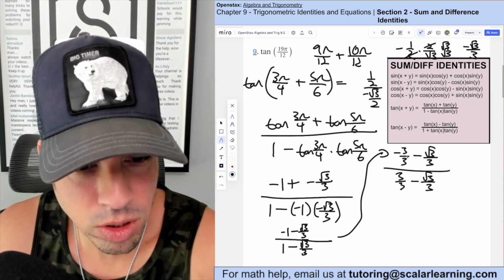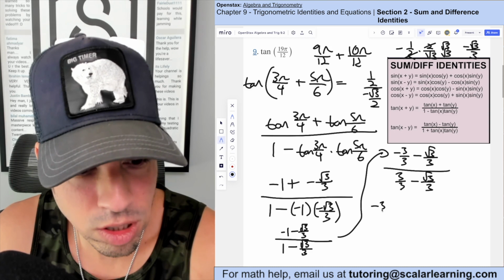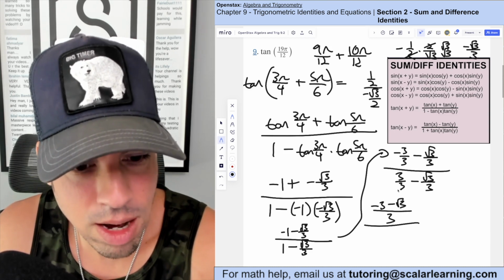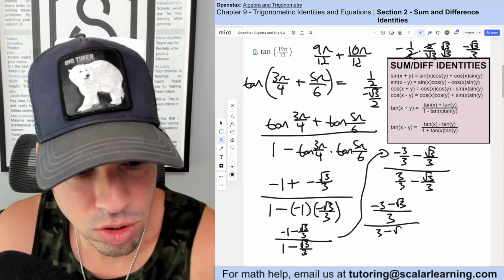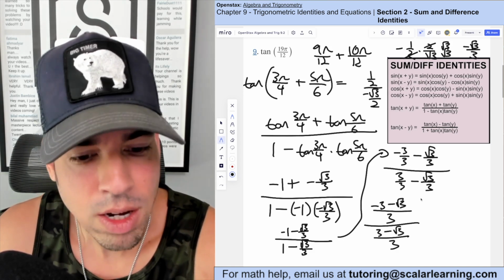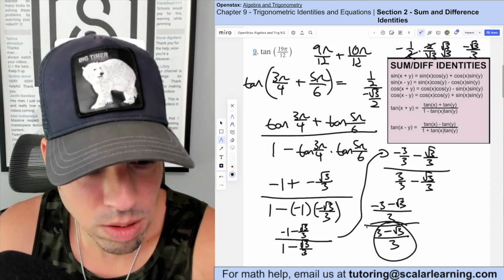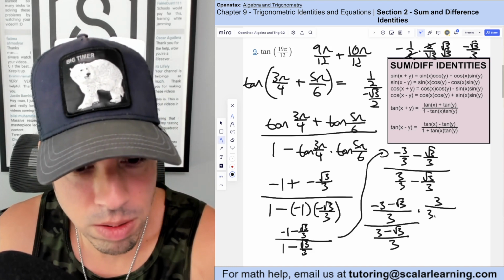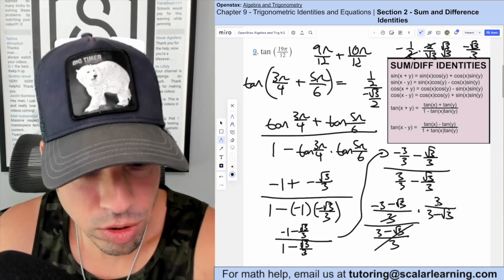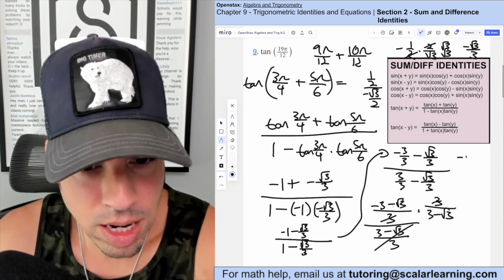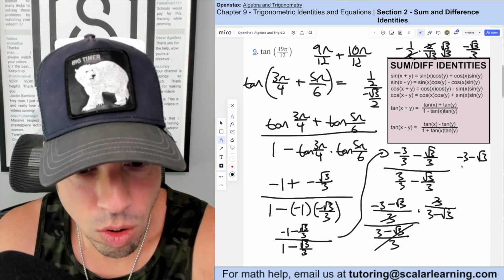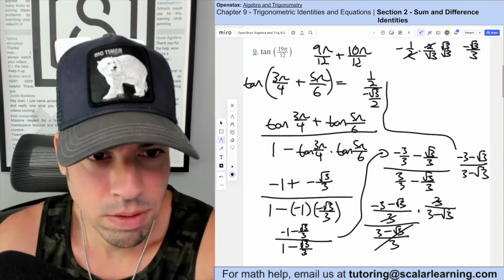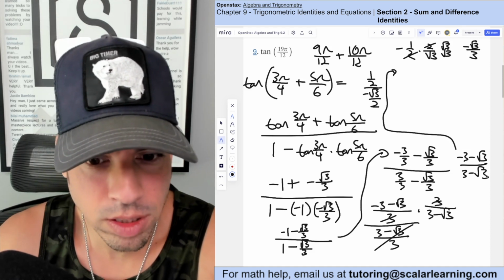Okay, now I can further consolidate. I can say the numerator is going to be negative 3 minus rad 3 over 3, and the denominator is going to be 3 minus rad 3 over 3. Then I can multiply by the reciprocal of this denominator to simplify, which is 3 over 3 minus rad 3. Then these 3's are going to cancel out, and I'm left with negative 3 minus rad 3 over 3 minus rad 3.